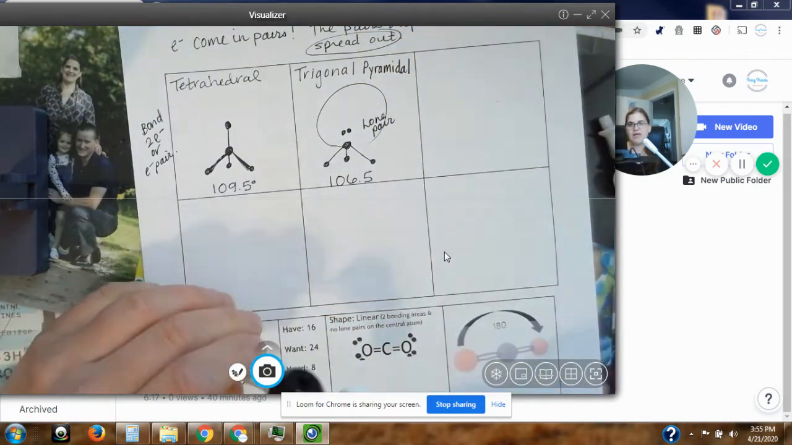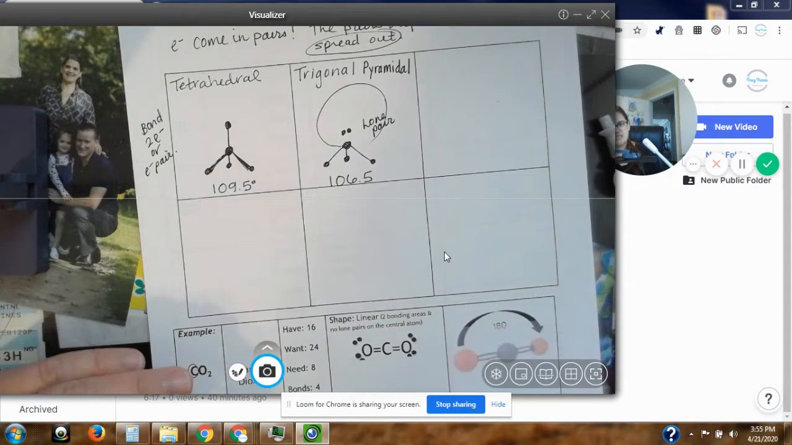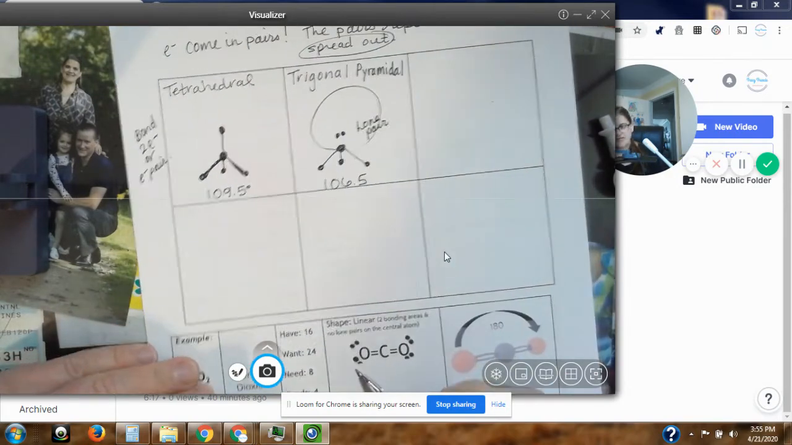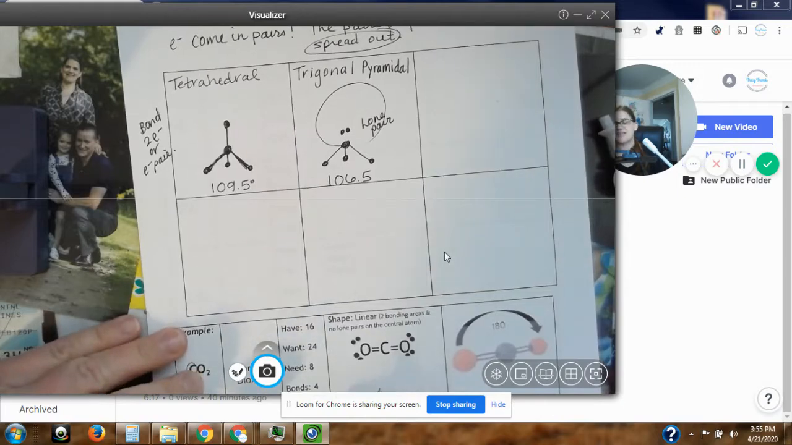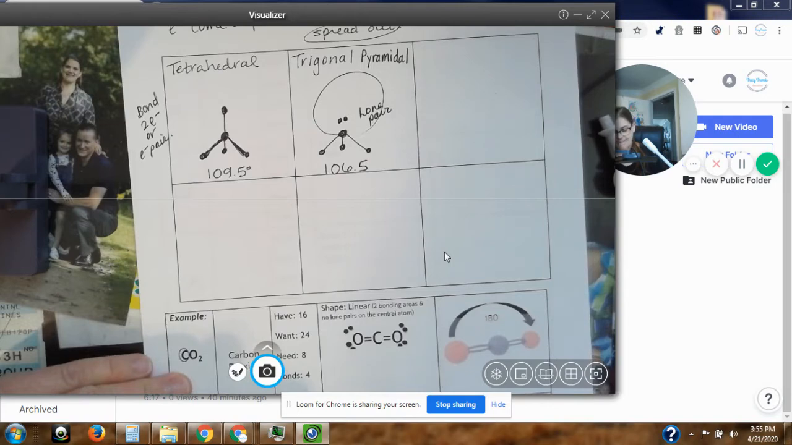Okay. Now, one of the things that we want to record as we go here is how many bonding areas and how many lone pairs there are. This is going to help us very quickly identify what kind of shape we have with our different examples here.